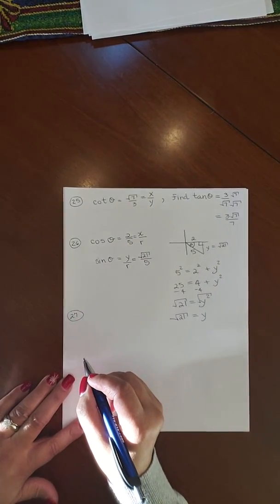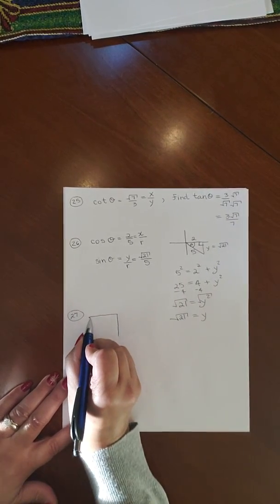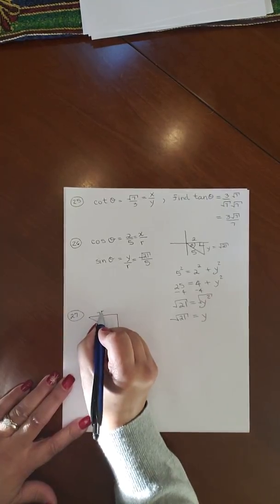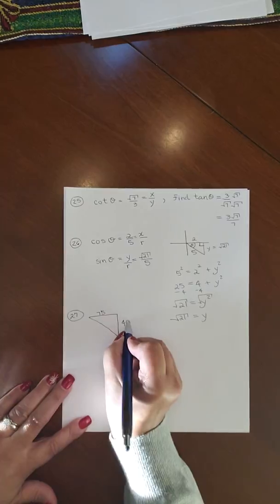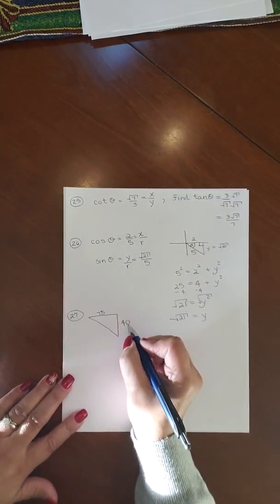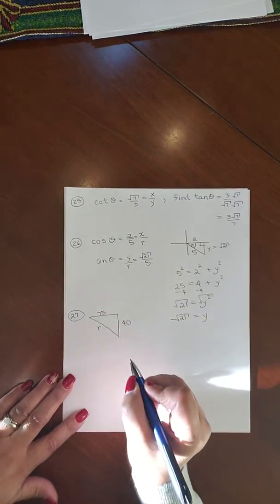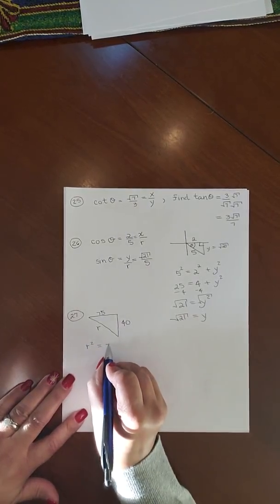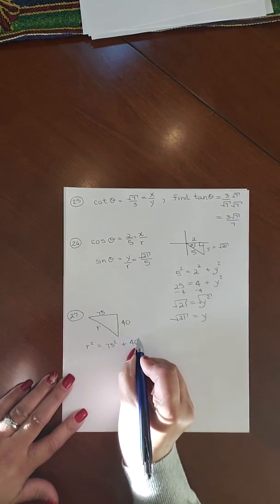Okay, 27, find the indicated value. You're given a right triangle that's already been drawn for you. This was 75, this is 40, so this is simply about Pythagorean theorem, and then you finding secant and cosecant. So the first thing we'll do is find this hypotenuse. So it's hypotenuse squared is equal to one leg squared plus the other leg squared.